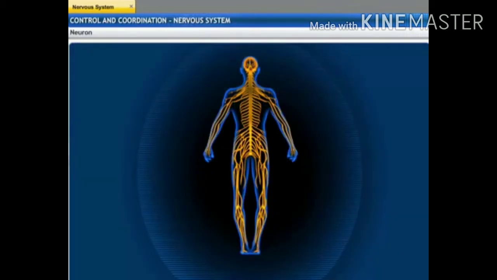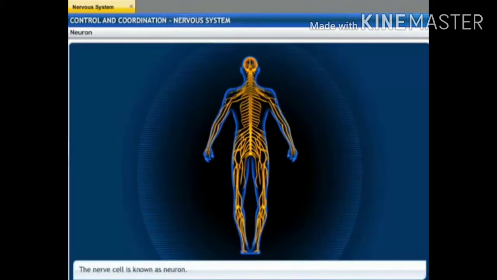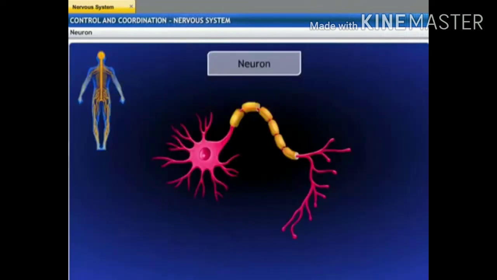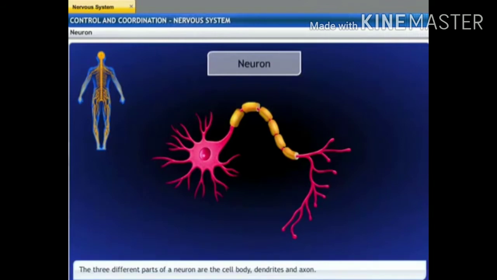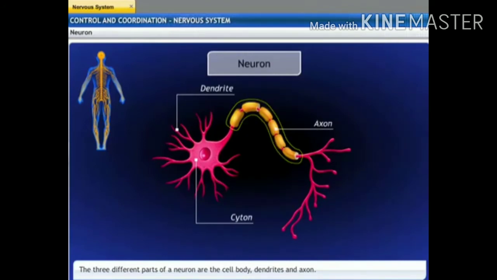Let's look into the fundamental unit of the nervous system, the nerve cell, which is known as a neuron. Let's understand in detail the structure of a neuron. Each neuron consists of 3 parts, namely the cell body or cyton, branched projections called dendrites, and the long process from the cell body called axon.